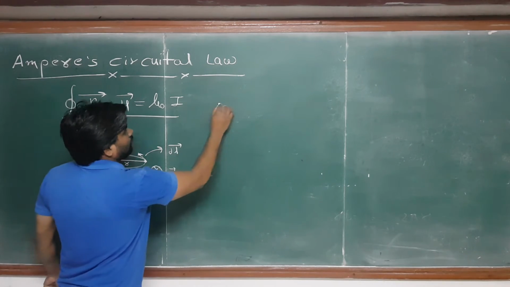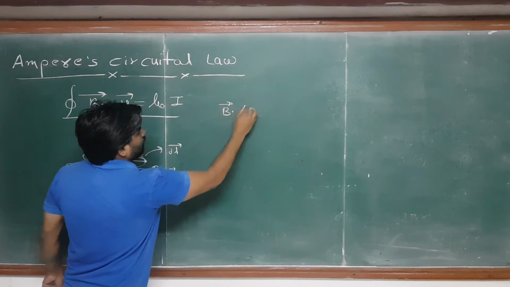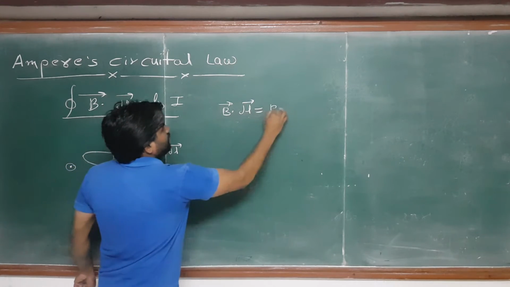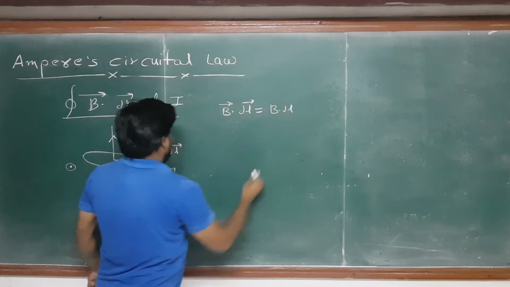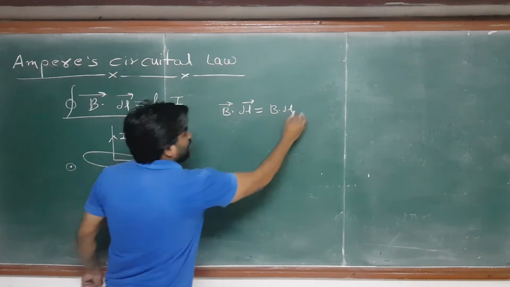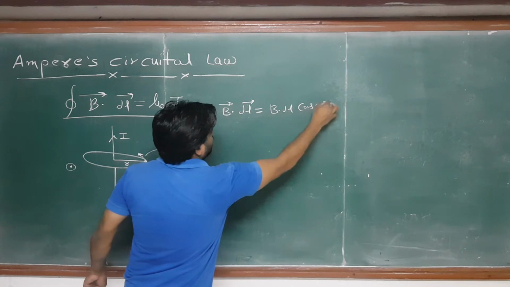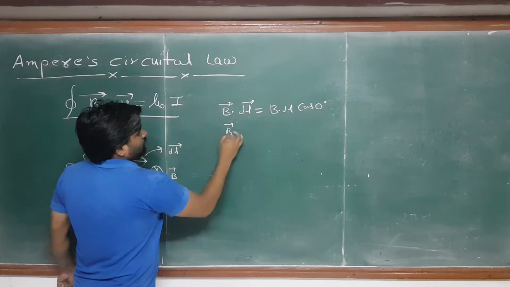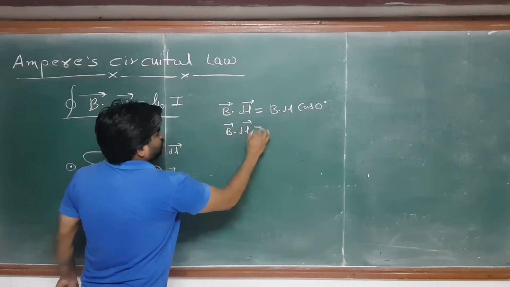So I write here vector B dot vector dL, which is equal to B dL cos theta. If they are parallel, then the angle is 0 degrees and cos 0 is 1. Then vector B dot vector dL is equal to B dL.